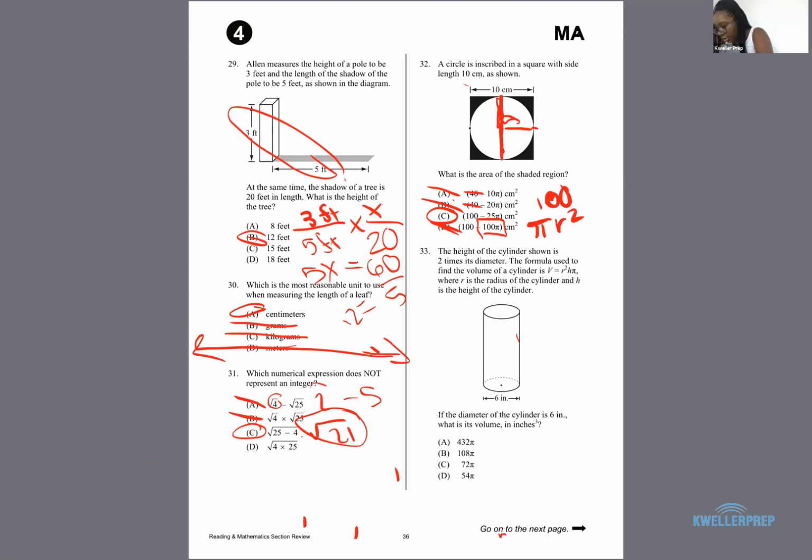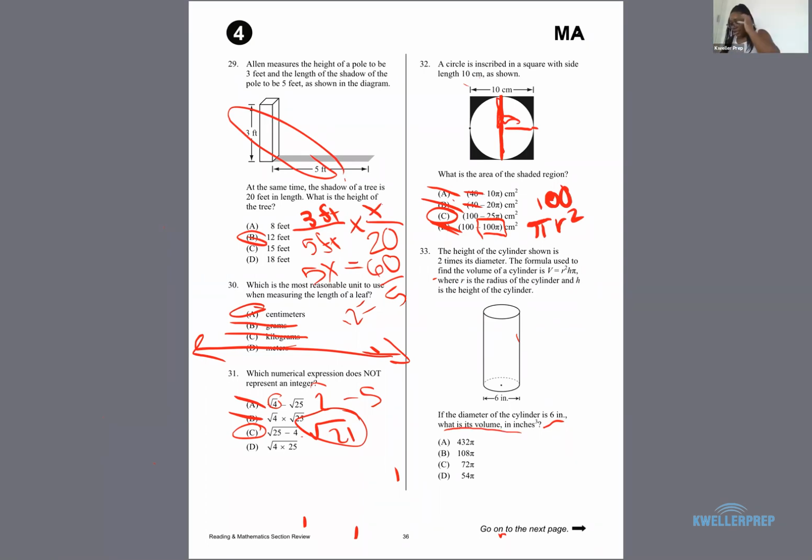33. The height of the cylinder shown is 2 times its diameter. The formula used to find the volume of a cylinder is volume equals radius squared times height times pi, where r is the radius of the cylinder and h is the height of the cylinder. If the diameter of the cylinder is 6 inches, what is its volume in cubic inches?